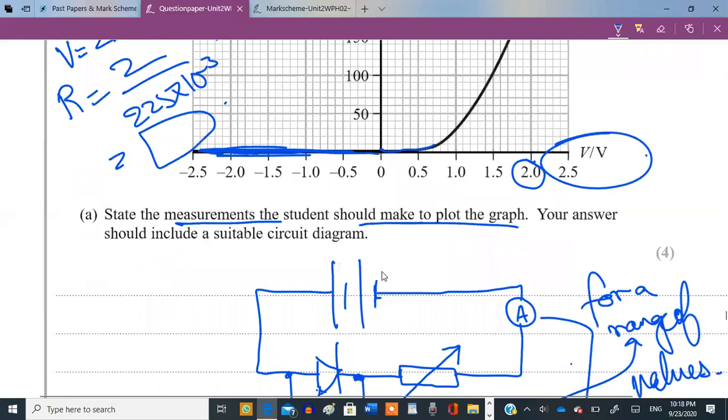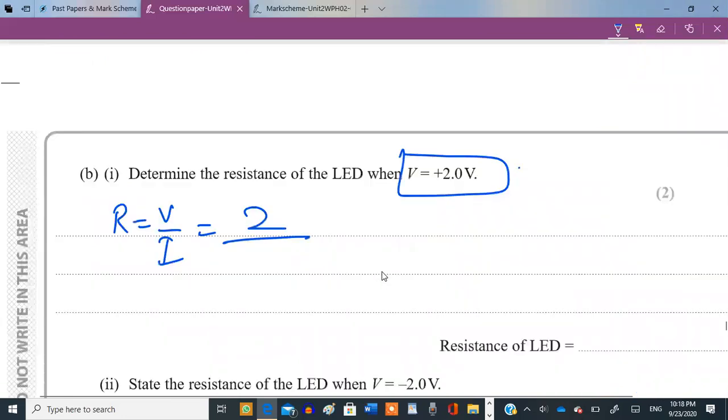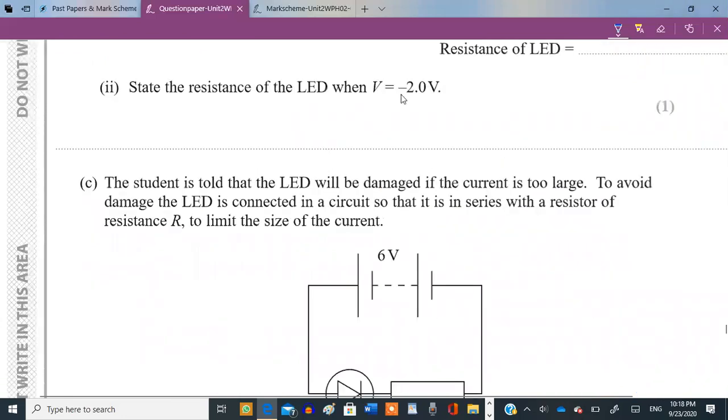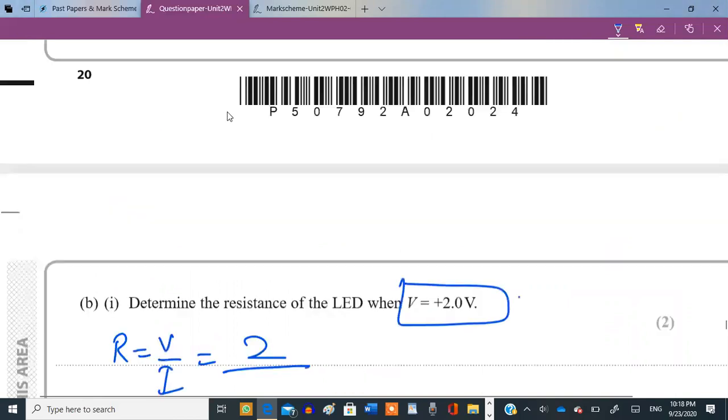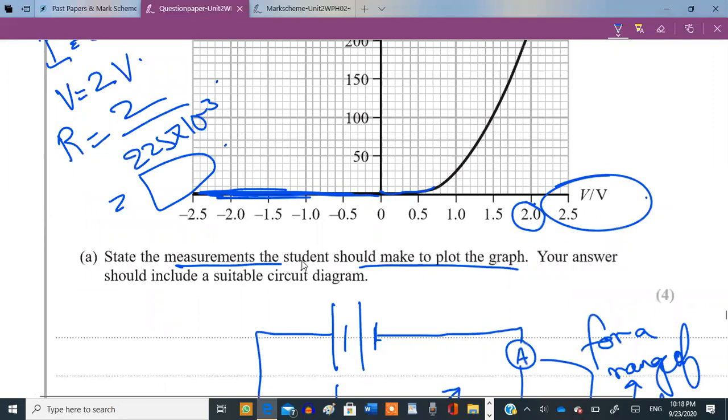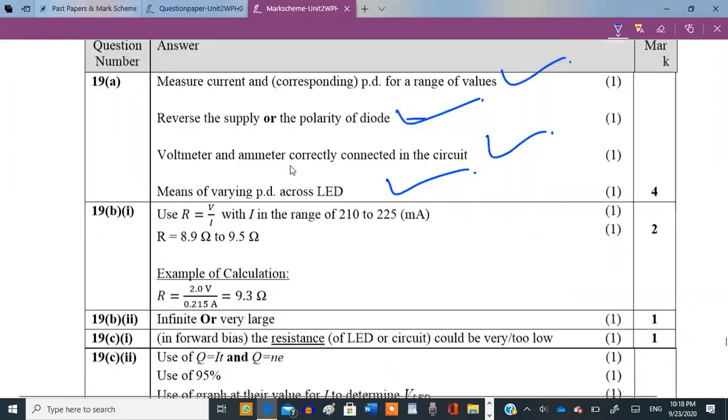Clear? Yep. Then part 2 says state the resistance of the LED when voltage is minus 2. When the voltage is negative, it will have infinite resistance, meaning no current is flowing. See, no current is flowing over here. So that means the resistance is very, very large. Infinite, very large.